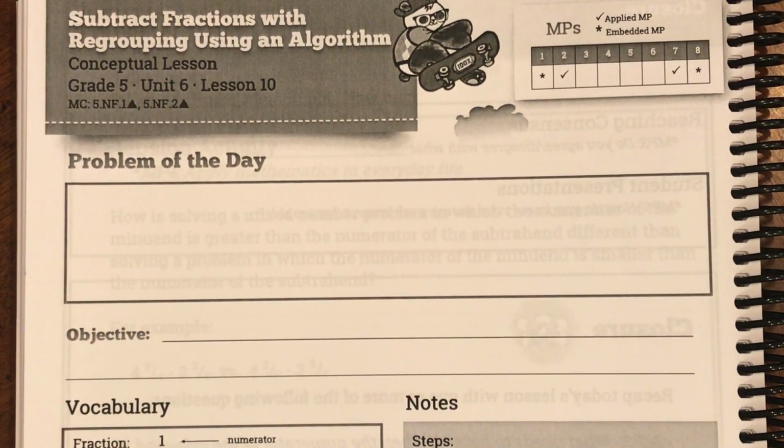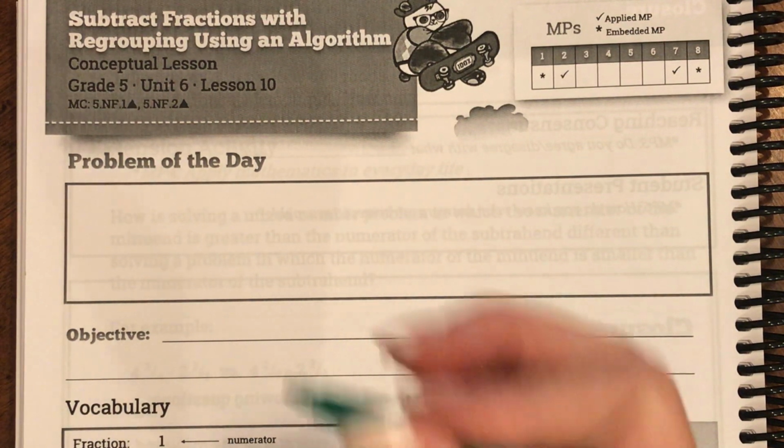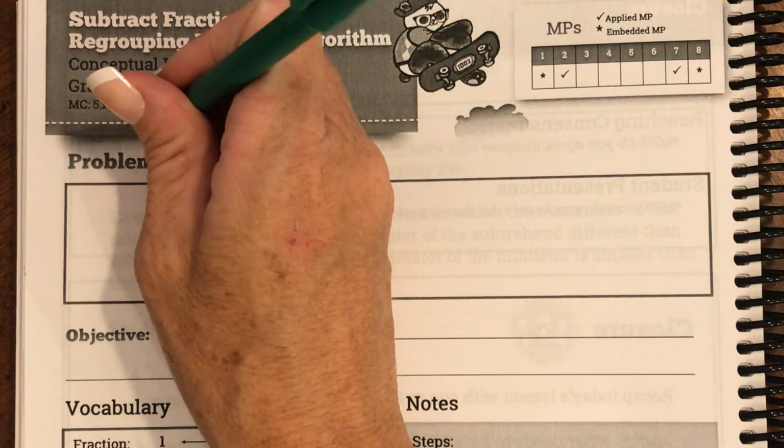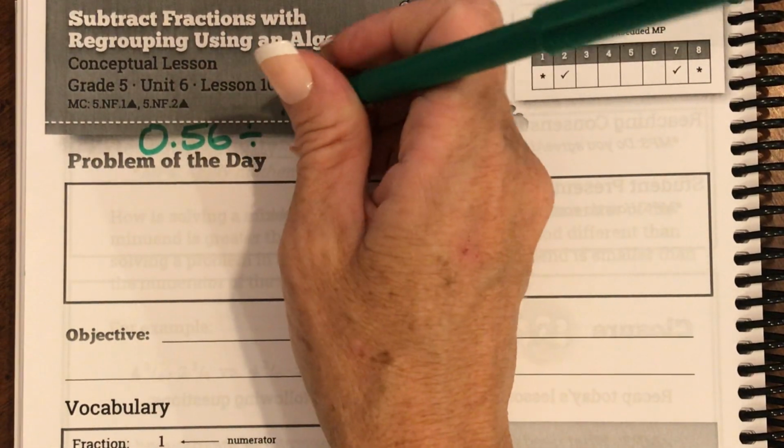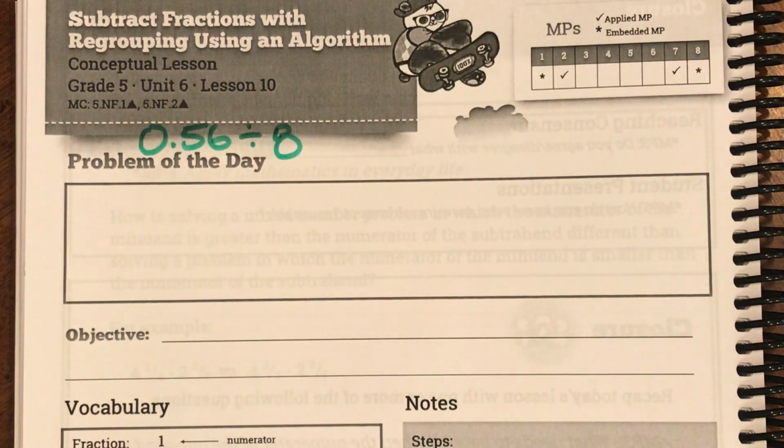Today we are on page 117, and our problem of the day is we are going to review how to divide with decimals. So the first problem I'm going to do is 56 hundredths divided by 8.